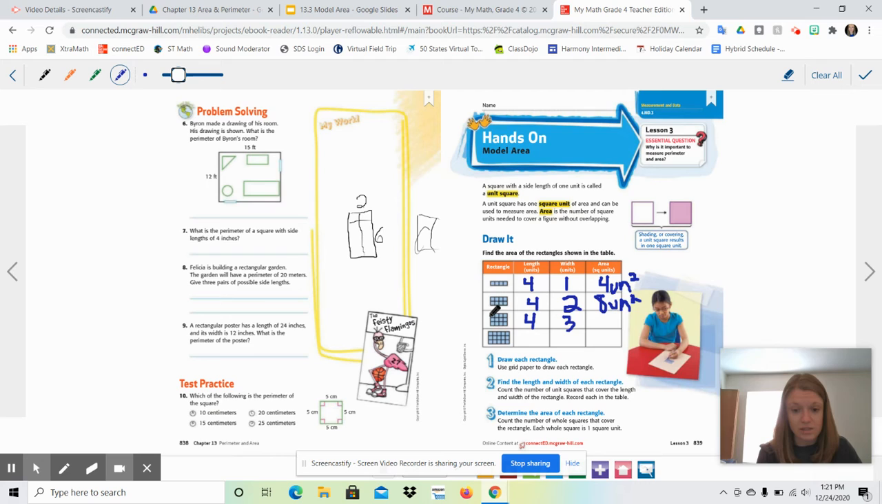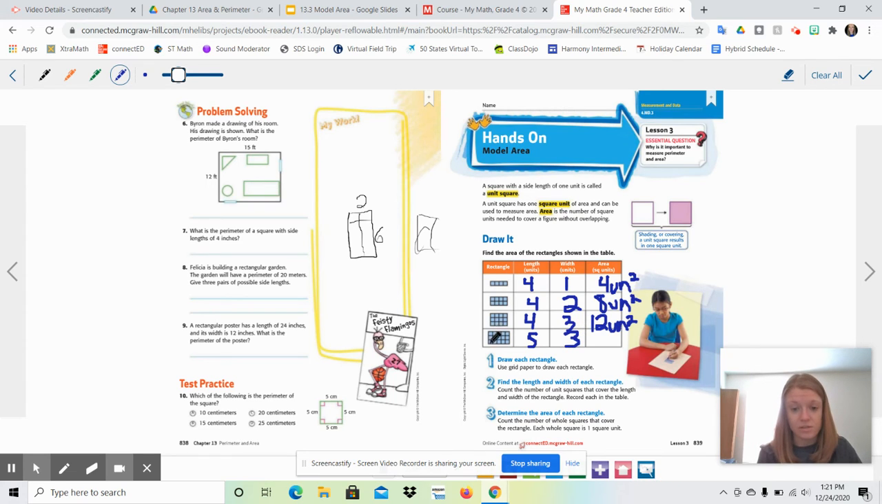So now let's count these. 1, 2, 3, 4, 5, 6, 7, 8, 9, 10, 11, 12. 12 square units. Okay, last one. This is a 1, 2, 3, 4. Ooh, we went up to 5. 5 in length, and then how tall is it? Is the width 1, 2, 3.